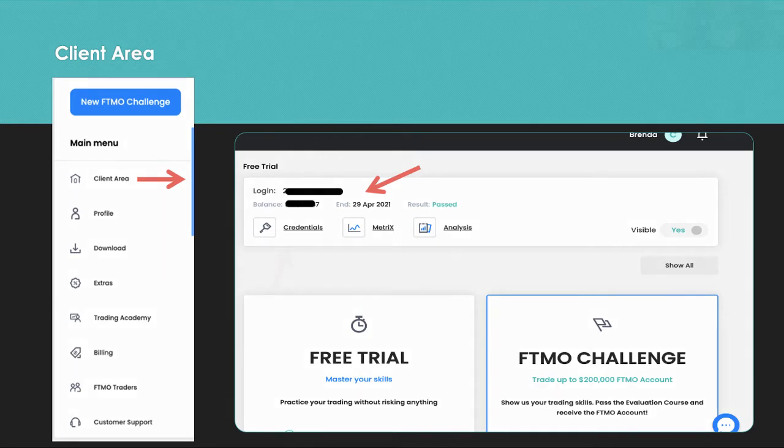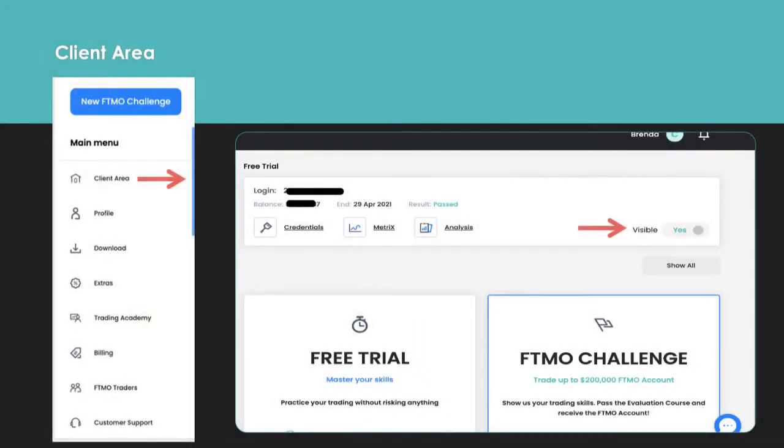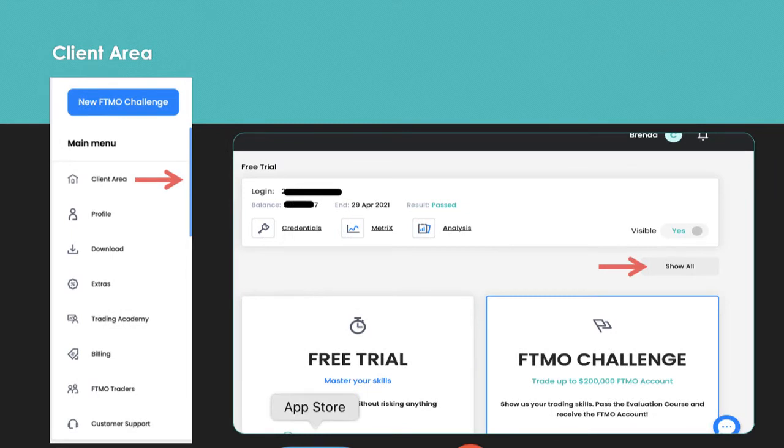If you look all the way at that right top corner, you'll see that it has a toggle. Leave it as visible, or you can close it. So if you're having challenge after challenge, free trial after free trial, you can have an entire list. You don't have to. Just click to no, and you won't see any of that information at all. Or click on show all, and it will show all of them.